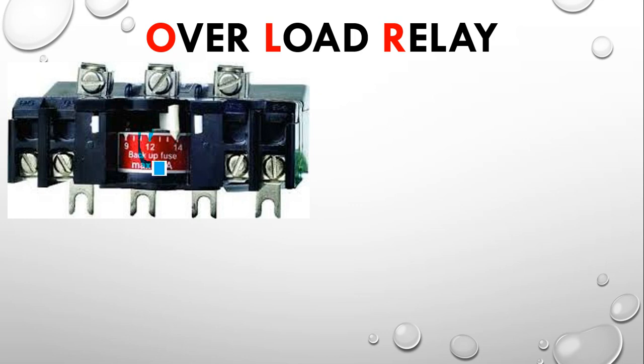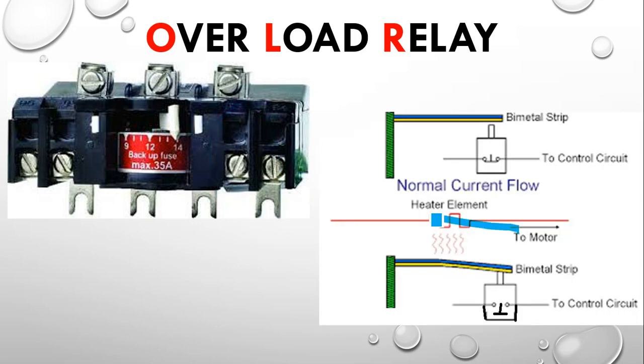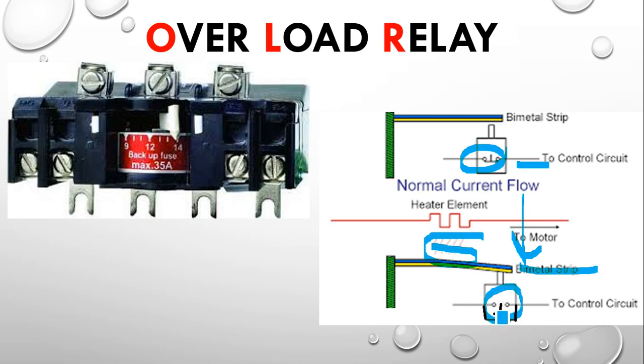You can set 12. If you are setting 12, above 12 the current will be sensed and it will make this contact separate. The normally closed contact will then open up, and that can be used to control the motor. Under normal current flow, there is a bimetal strip which is not changing its physical shape, and there is a trip contact which is closed. When the heating is more due to the overload current, the bimetal strip bends and opens the normally closed contact to open condition.